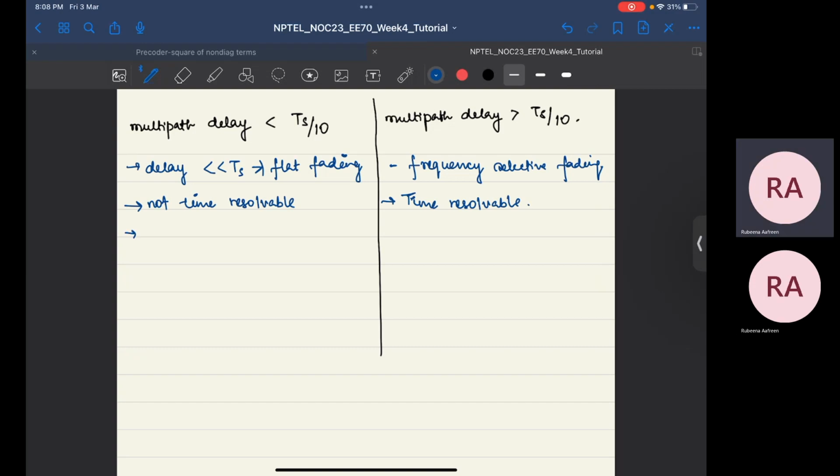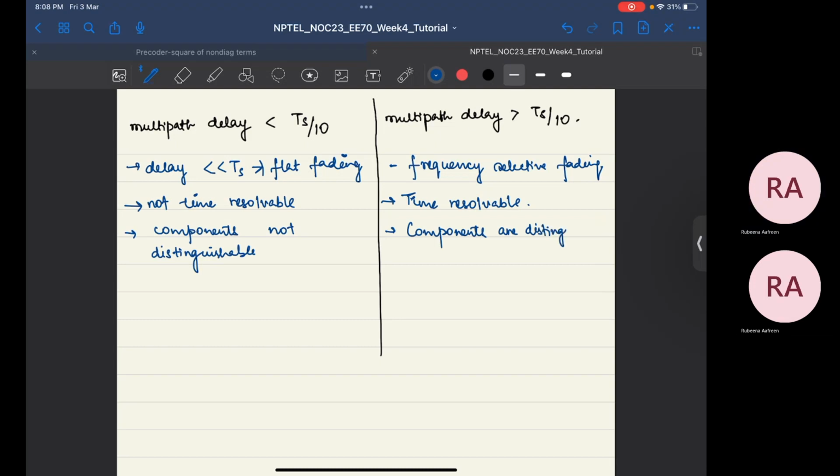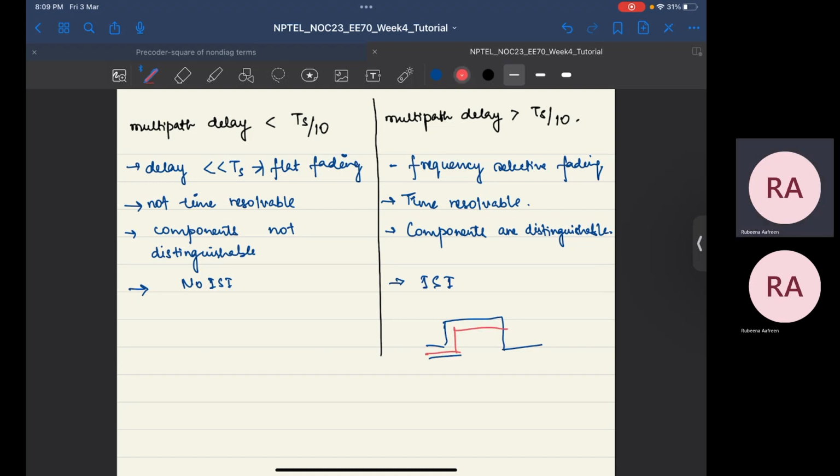Since it is not time resolvable, the channel components are not distinguishable at different times. In this case, the components are distinguishable. In a flat fading channel, there is no ISI. But if the multipath delay is more, then intersymbol interference will be there. As we discussed in week 2 classes, if there is delay, this would lead to intersymbol interference, because different symbols will be coming at different times.